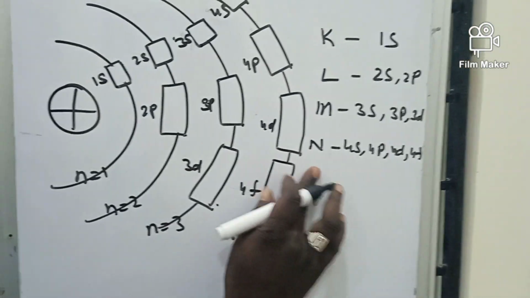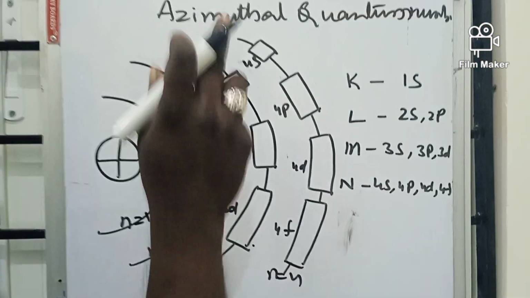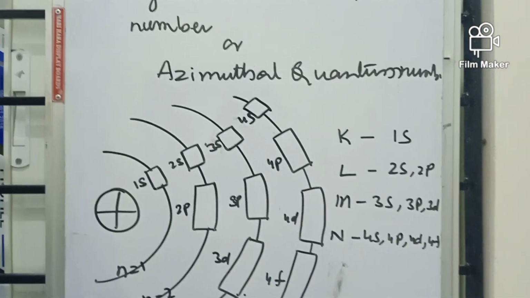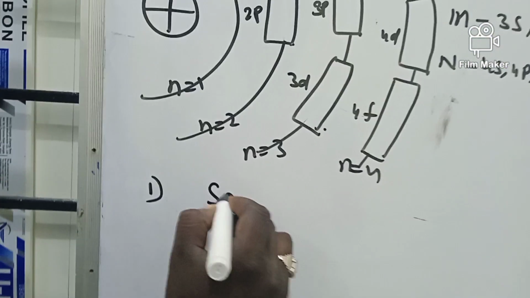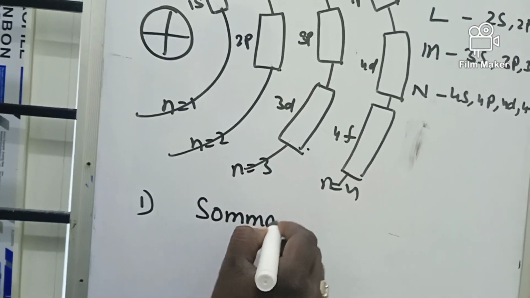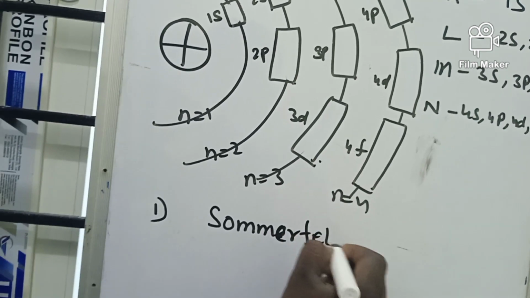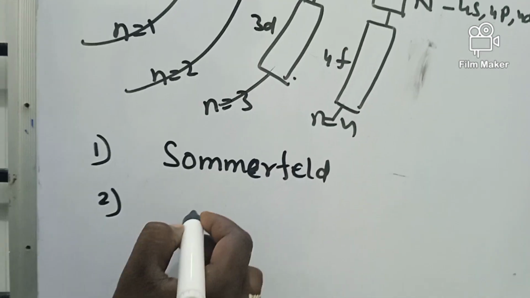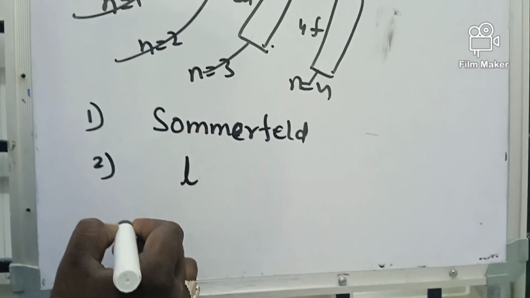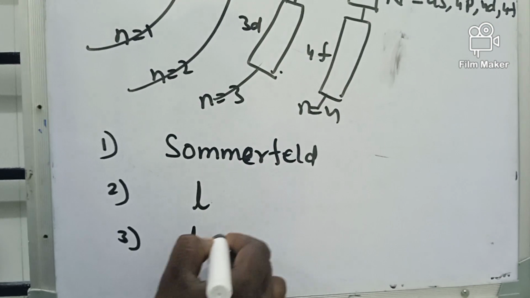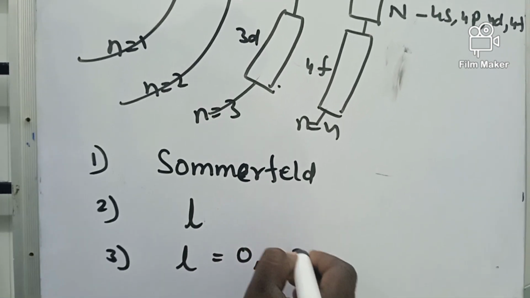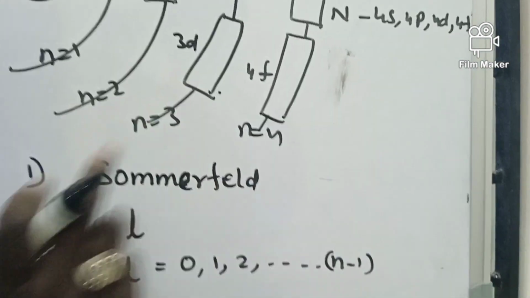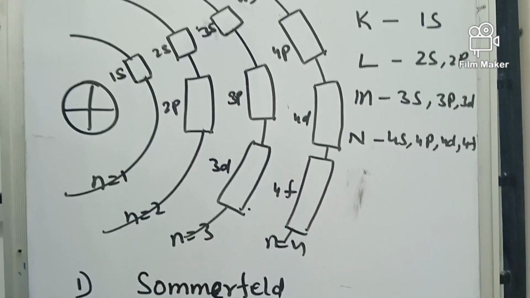Next, let us discuss the first quantum number, the angular momentum quantum number. This was proposed by the scientist Sommerfeld, and it is represented with the letter small l. Its values are l equal to 0, 1, 2, until n minus 1. Suppose n equal to 4, its values are up to 3 only.